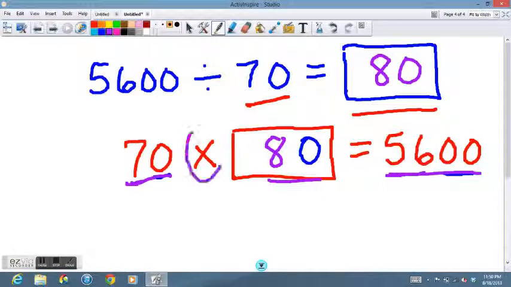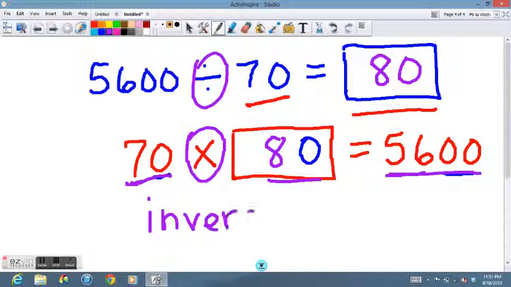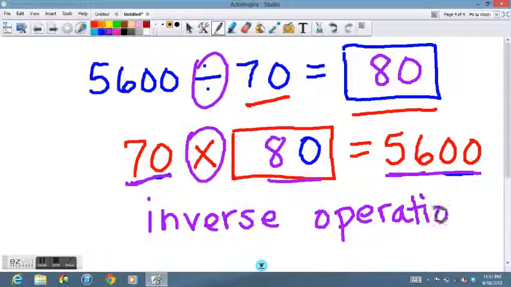So I'm using multiplication to do a division problem, because multiplication and division are what we call inverse operations, and that just means they're kind of like the opposite of each other. You can use one kind of to undo the other one. So you can use this property that we've learned to find the answer to a division problem by using a multiplication problem.